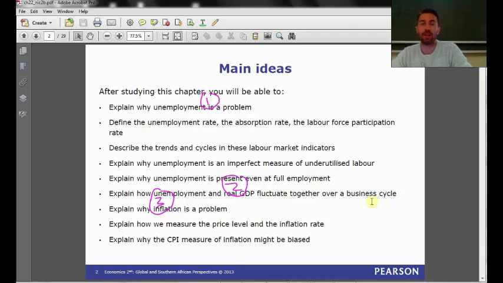So that was our unemployment discussion. The second part of this chapter: explain why inflation is a problem. Explain how we measure the price level and the inflation rate. Explain why the CPI measure of inflation might be biased.